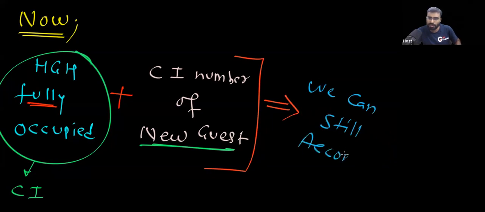We can still accommodate. See what we will do. Tell me what we will do. See, the idea is very simple. Now, this is your hotel. In this hotel, you have room number 1, room number 2, room number 3, room number 4, 5, 6.